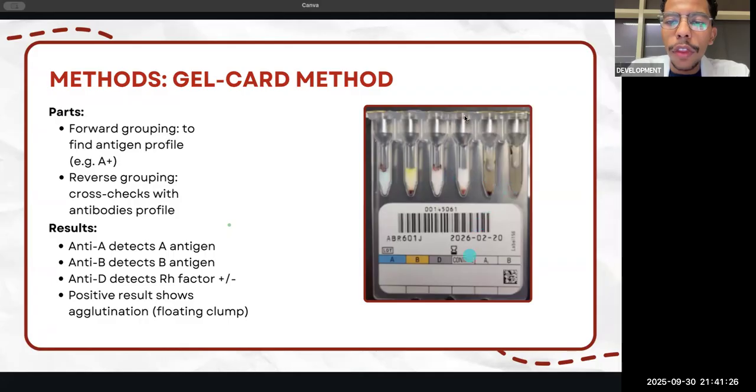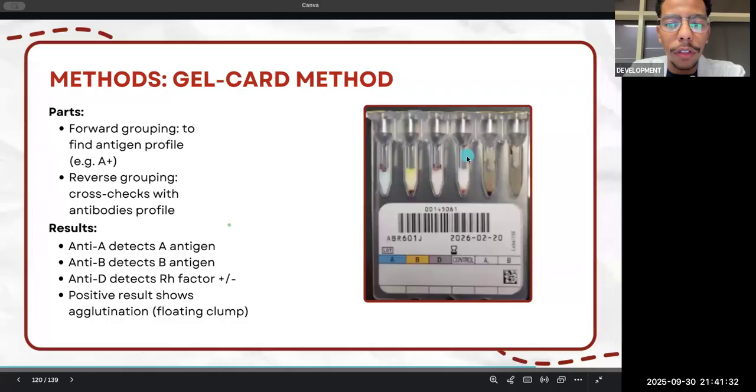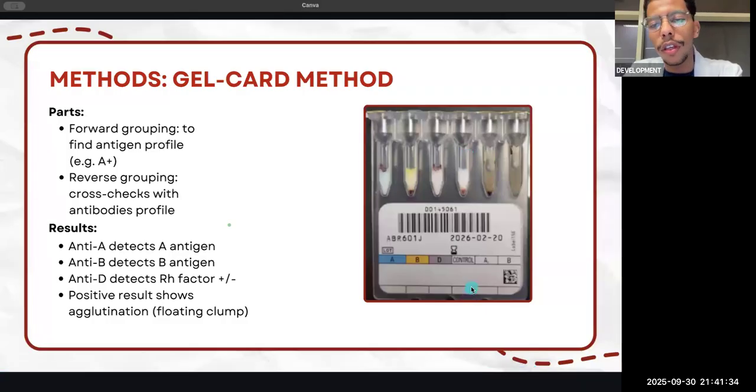Okay, what about the last three? This one is a control. Okay, this is just to tell you that the kit is working. We're not usually asked about it. So it's there just to tell you whether the kit is working or not. And then here, this is the reverse grouping tubes, these two.